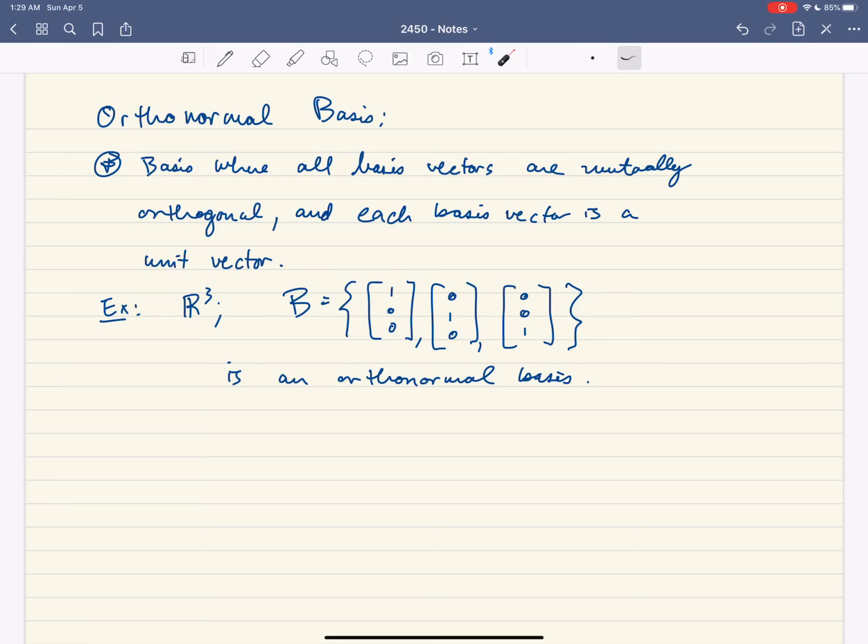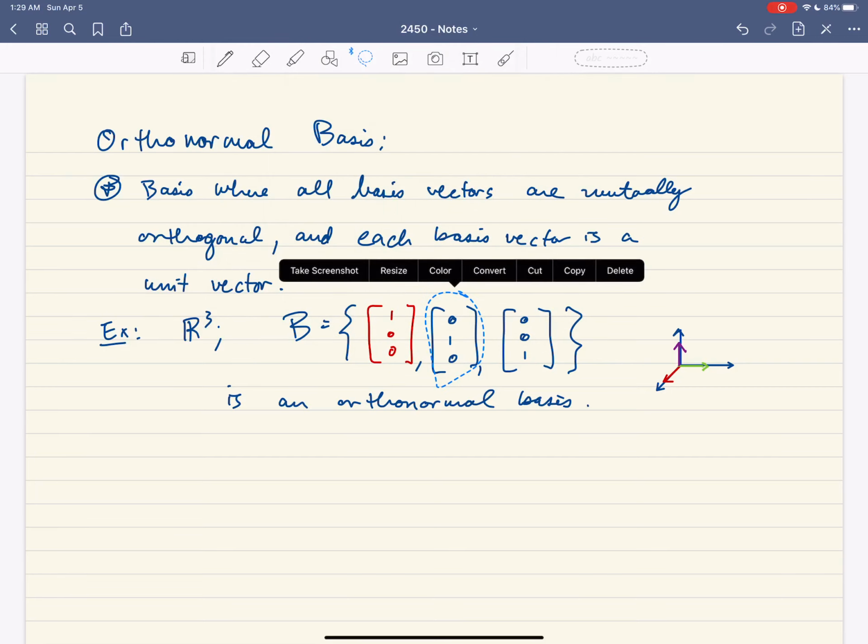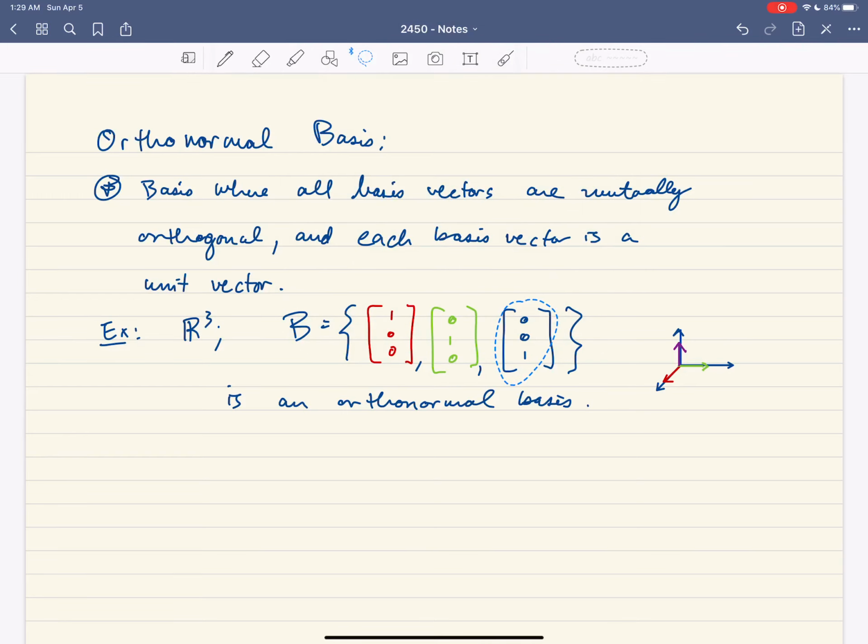And they're all mutually orthogonal, right? When I draw, these are all at a right angle from one another. So we have i, j, and k. Okay, so the red vector, the green vector, and then the purple vector. Okay, so that's why those bases are so nice. So that's an orthonormal basis.